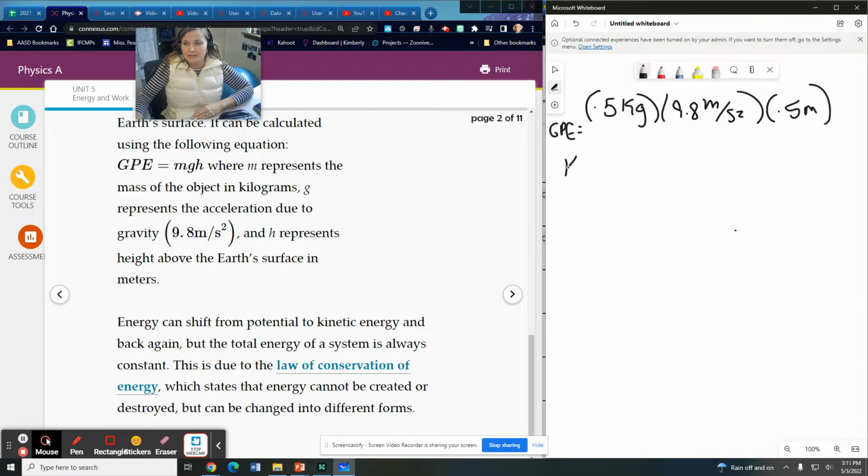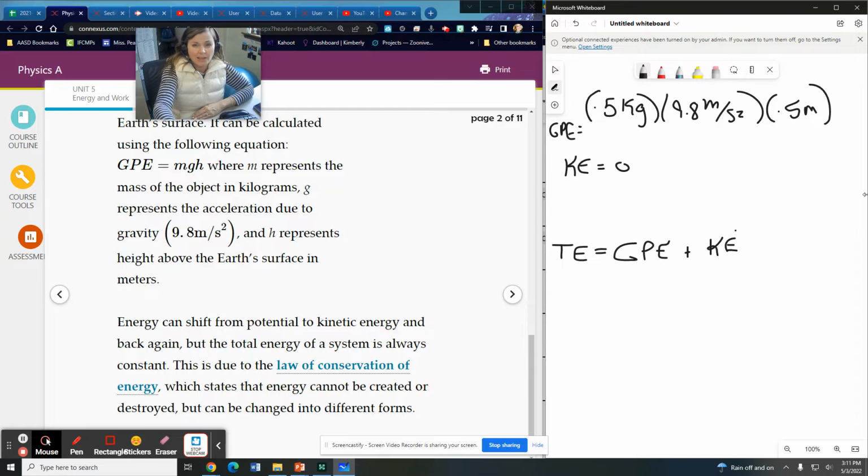But the kinetic energy is 0 because it's not moving. Our total energy is equal to the gravitational potential energy plus the kinetic energy. Okay, so let's figure out the math there.